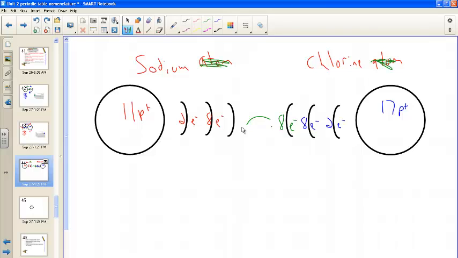Cross out the word atoms because they're no longer atoms. This is now a sodium with a positive. This is a chlorine with a negative. And as you probably have heard, opposites attract. Sodium chloride is just an ionic compound formed between sodium and the chloride ion.